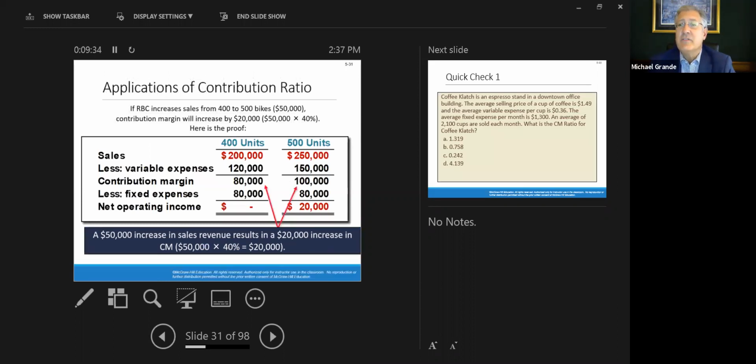If RBC increases sales from 400 to 500 bikes, that's a $50,000 increase, right? The sales price was $500. The number of units is 100, so you have an increase in sales of $50,000. Contribution margin will increase by $20,000. That's the 40%, right? Because if the sales go up by $50,000, 40% of the $50,000 is $20,000. There's your increase.